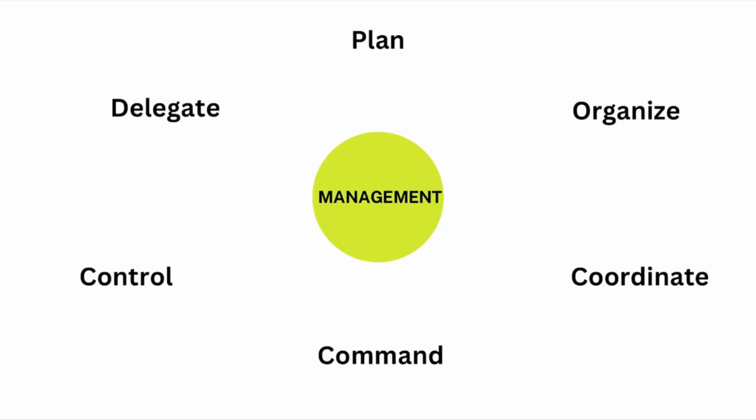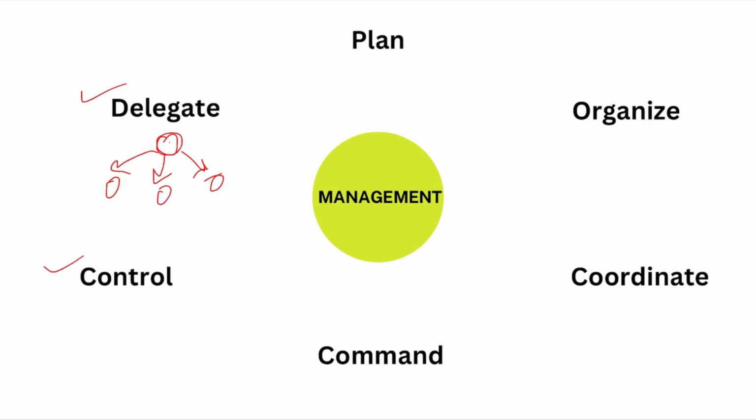So what is the role of management? Firstly, they delegate tasks. Delegation means that you're giving responsibilities to your subordinates. So if this is a manager and there are 3 employees under this person, then the manager is going to give tasks to all 3 of them, and that is what we call delegation.